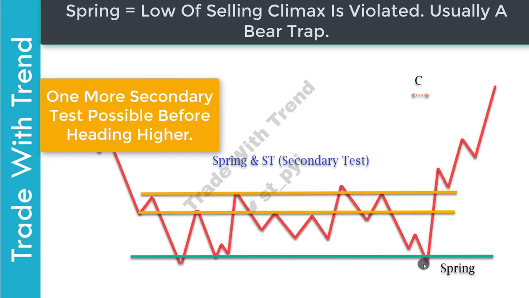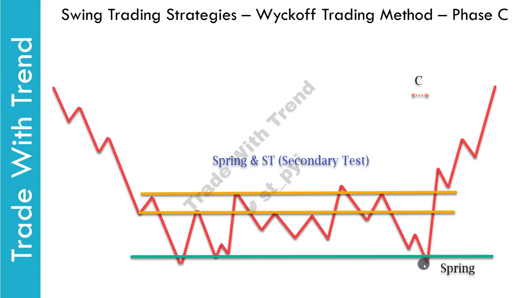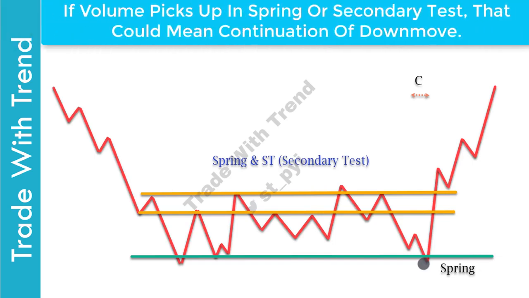This is a shakeout phase that occurs during the end of the trading range. Volume activity during the spring and secondary test should be on the lower side. If volume starts picking up and the range of candles starts expanding, then this usually signals a further down move in price. So do not forget this important aspect.